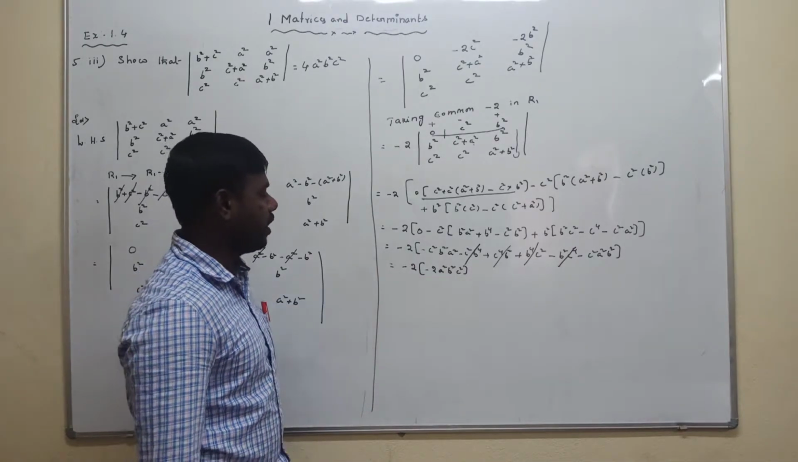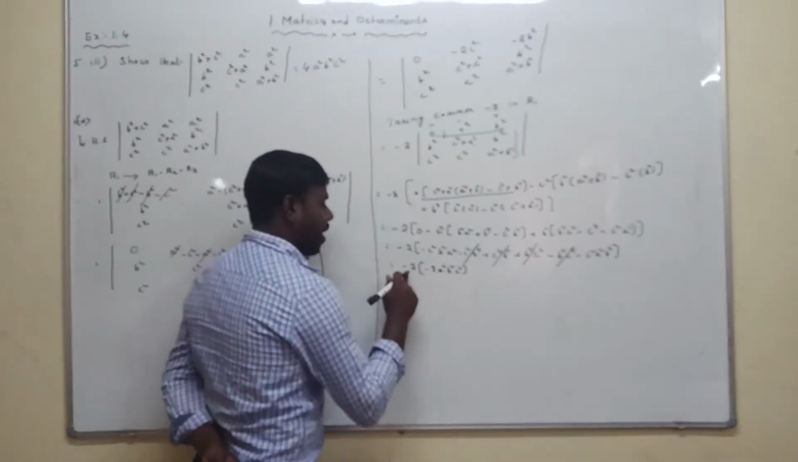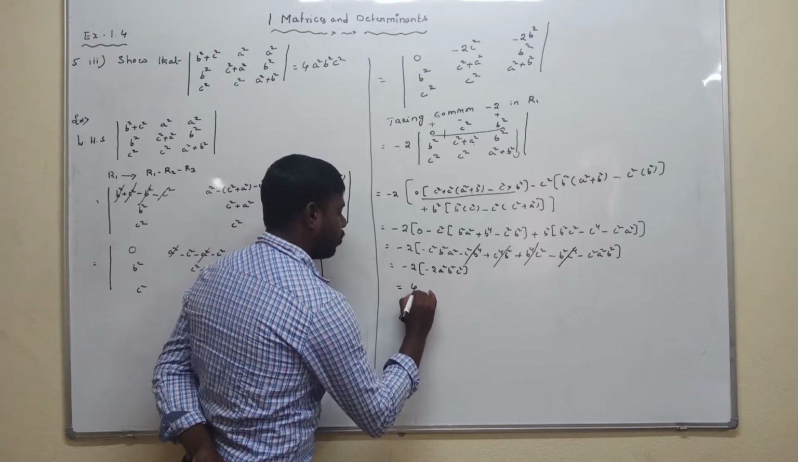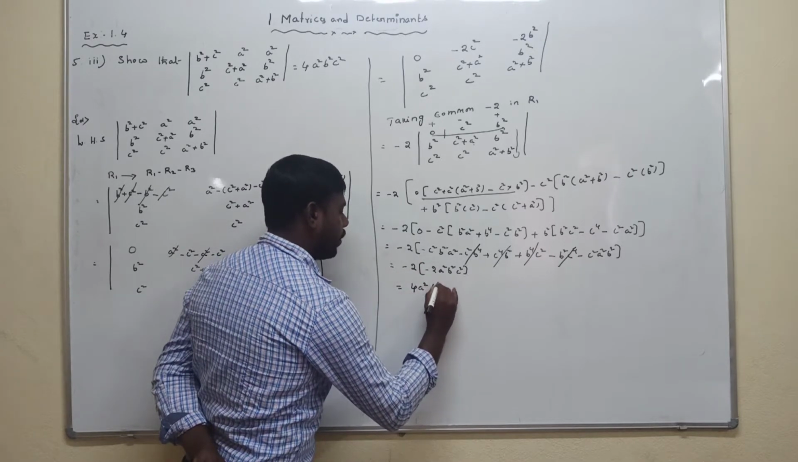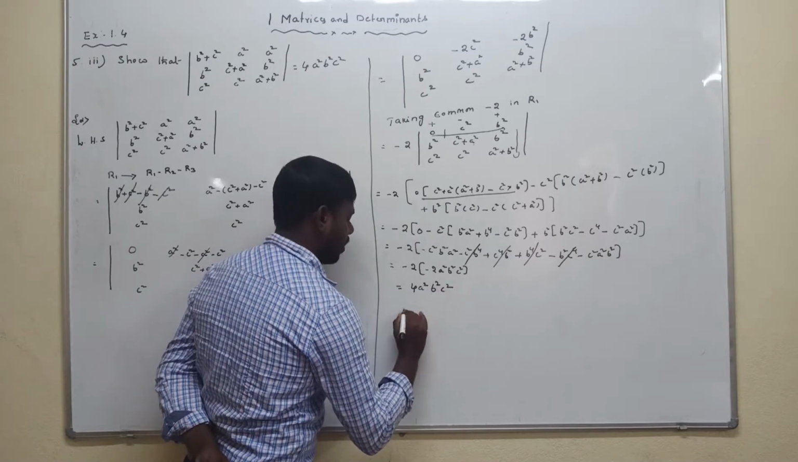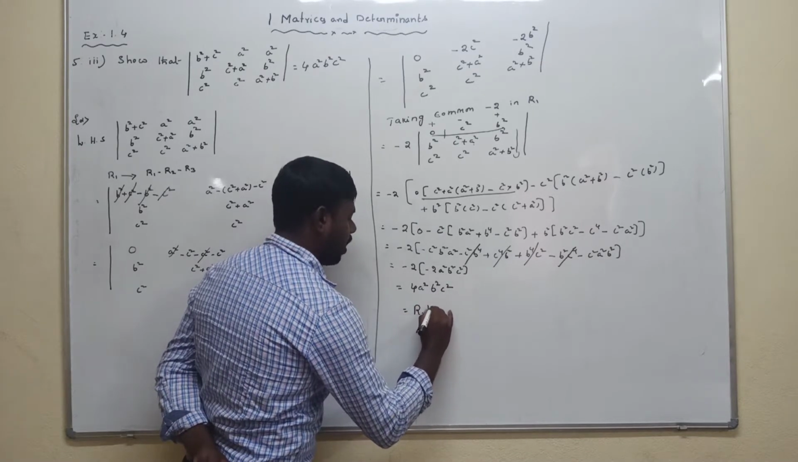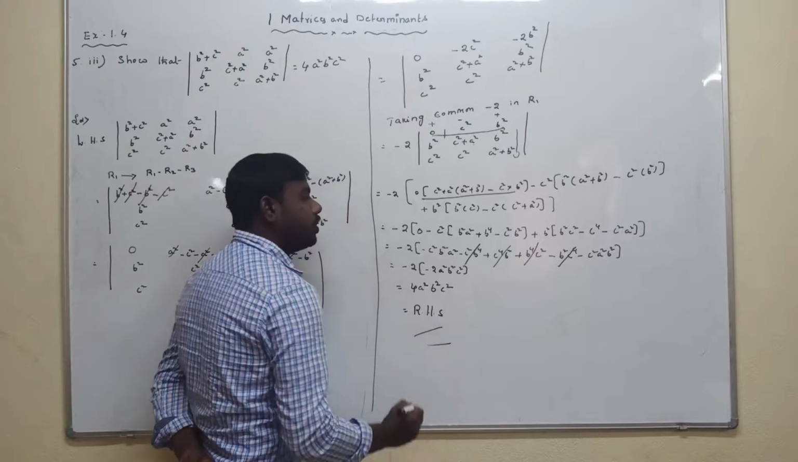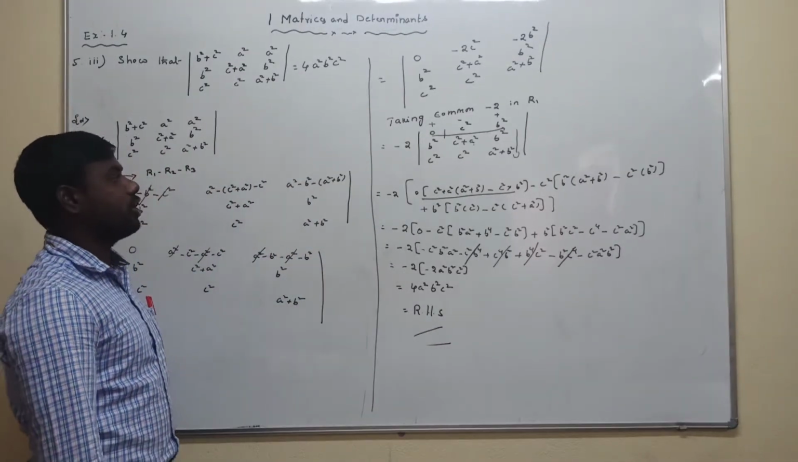Now the product with minus 2. So minus 2 into minus 2 is plus 4, into a square into b square into c square. Finally, we get the RHS value. This is the solution for this question here, friends.